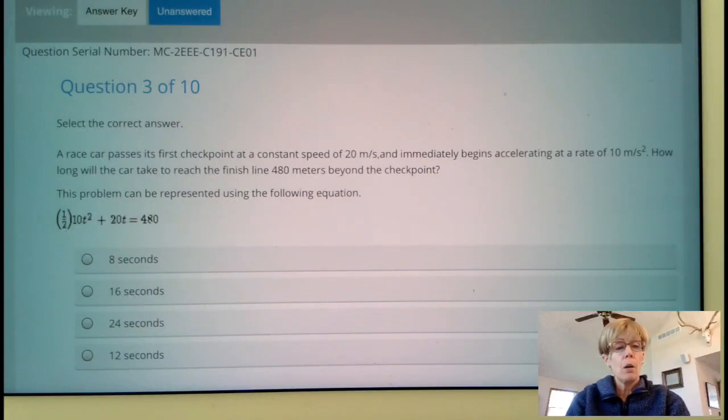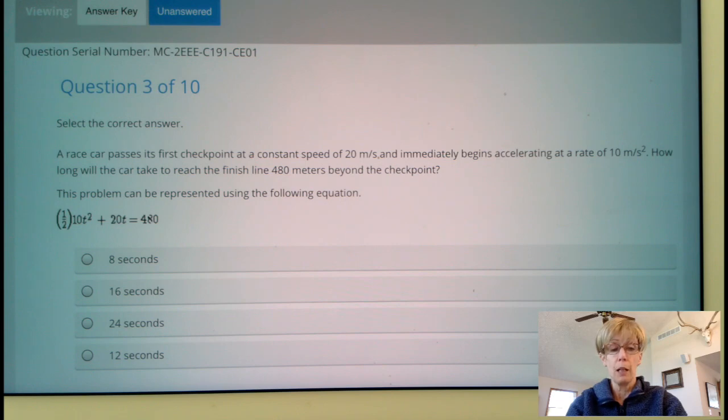A race car passes its first checkpoint at a constant speed of 20 meters per second, accelerating at a rate of 10 meters per second squared. How long will the car take to reach the finish line 480 meters beyond? This problem can be represented using the following equation: 1/2 times 10t squared plus 20t equals 480.